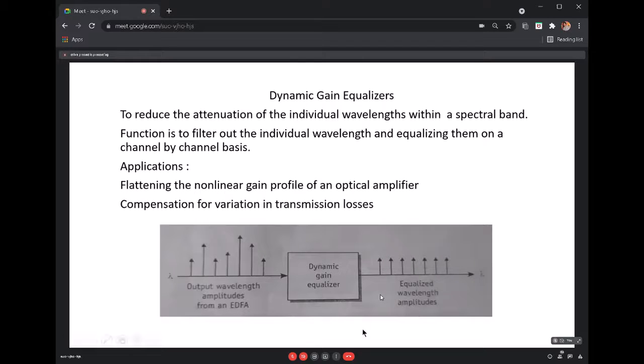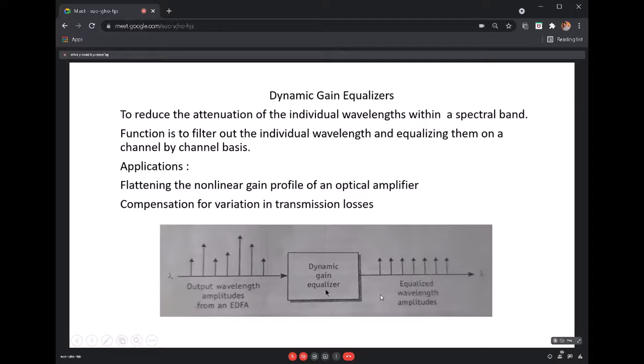So the applications include flattening the nonlinear gain profile of an optical amplifier, and these are also used for compensation for variation in the transmission losses in the individual channels within the spectral bandwidth. That means for adding or dropping selective wavelengths. So here in this diagram, you can see the gain profile. This will be controlled.